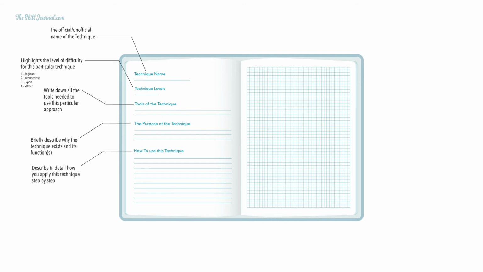The tools of the technique is where you would write down all the tools needed to use this particular approach. The purpose of the technique is where you would briefly describe why the technique exists and its functions. How to use this technique is where you can describe in detail how you apply this technique step by step.